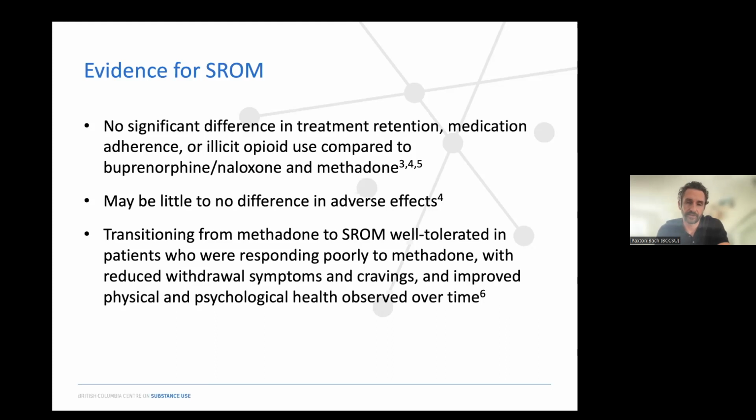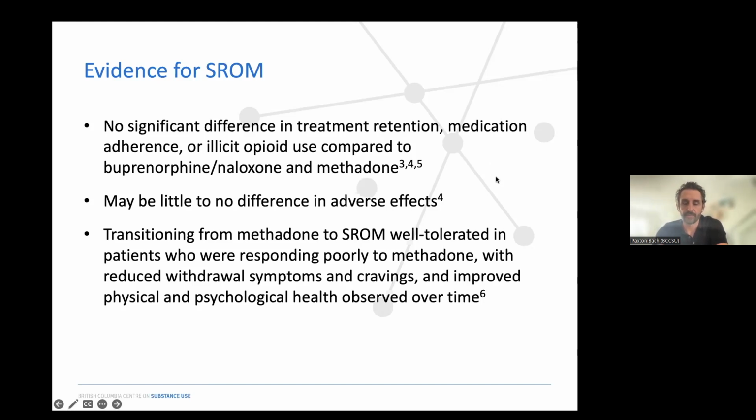So just to summarize in 3 bullet points the evidence for slow-release oral morphine. Based on what we know about existing trials, there's no significant difference in treatment retention compared to buprenorphine-naloxone or methadone, in medication adherence, or in illicit opioid use. In other words, it's non-inferior to methadone, which is the agent most commonly compared to in the trials that do exist.